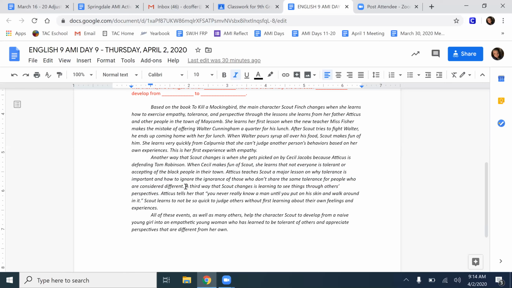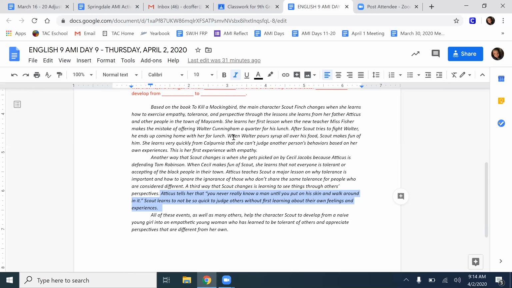The final one, the third way that Scout changes, starting to see things through others' perspectives. And here is where it actually is a direct quote. Atticus tells her that you never, quote, You never really know a man until you put on his skin and walk around in it, end quote. And then I explain, Scout learns not to be so quick to judge others without first learning about her own feelings and experiences. And that setup should be very familiar to you. That's the same setup that we used in our CommonLit open responses. We answer the question, we provide textual evidence, and then we explain the connection between the two.